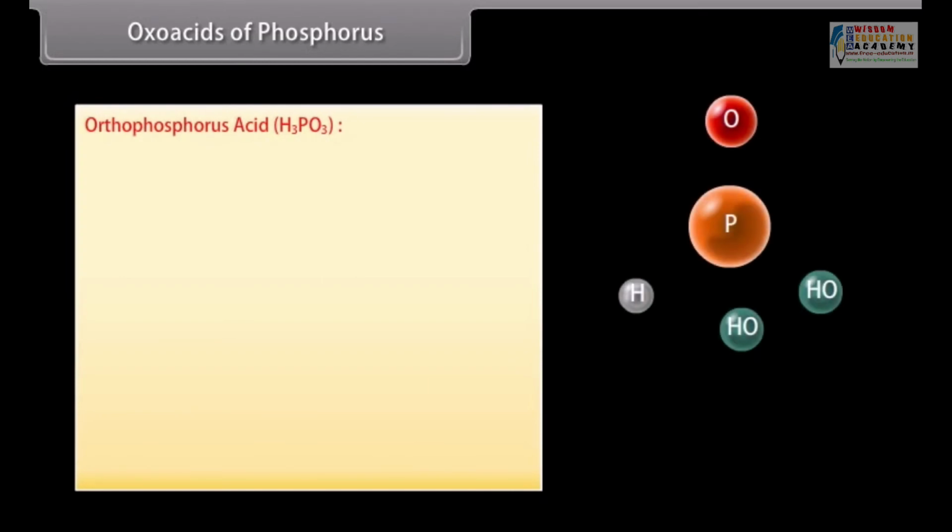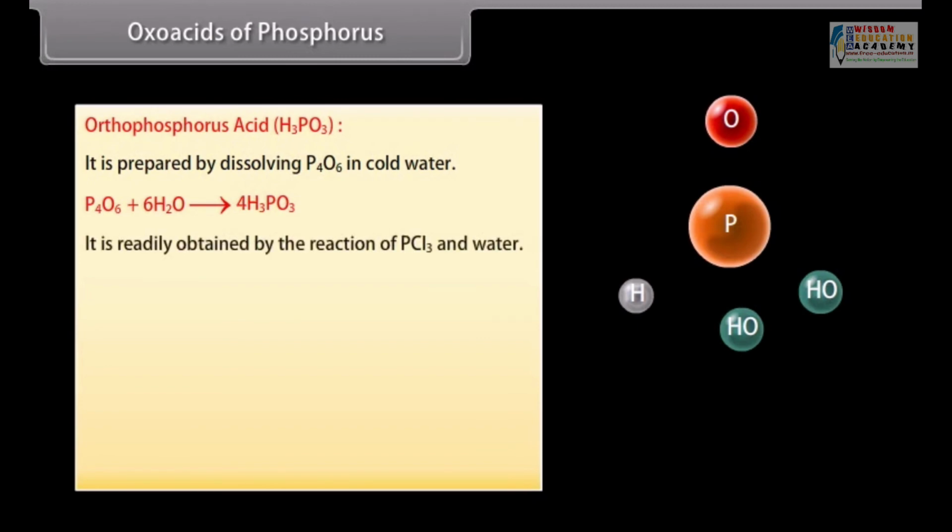Oxoacids of phosphorus. Phosphorus forms a number of oxoacids. The important oxoacids of phosphorus are the following. Orthophosphorous acid. It is prepared by dissolving P4O6 in cold water. It is also readily obtained by the reaction of PCl3 and water.